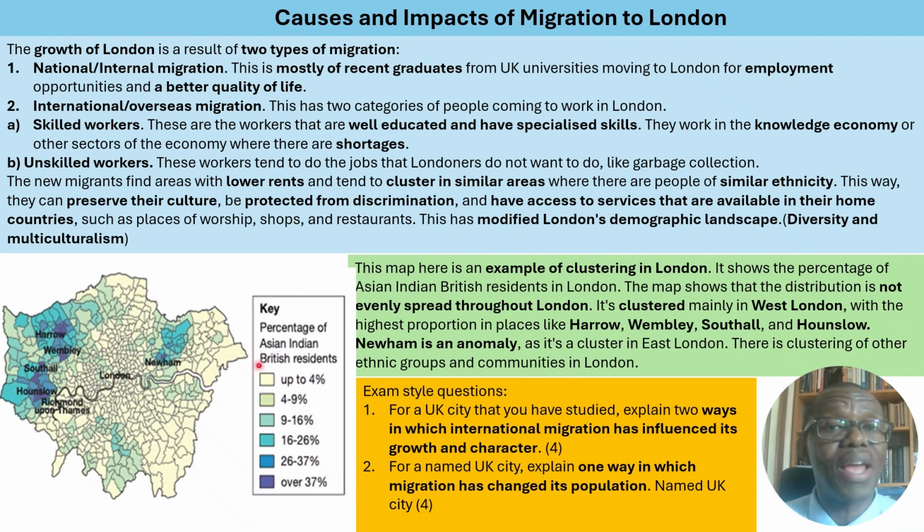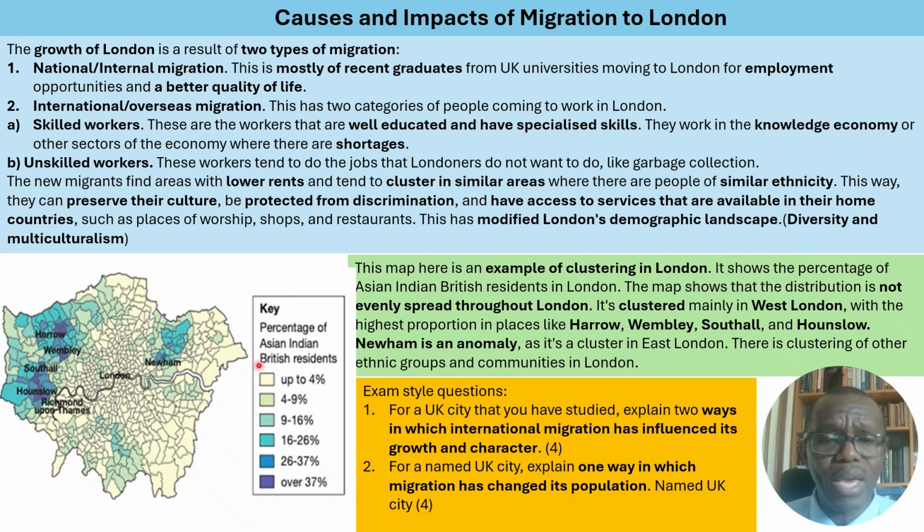So in those areas where they have clustered, they tend to have places of worship, for example, that they would find in their home countries. They would also have shops and restaurants that cater to the types of diets that they have in their home countries, and therefore they feel a lot more comfortable living in these places. So this has modified London's demographic landscape, or the way London's population looks. The diversity and multiculturalism that has been added by the overseas or international migration.